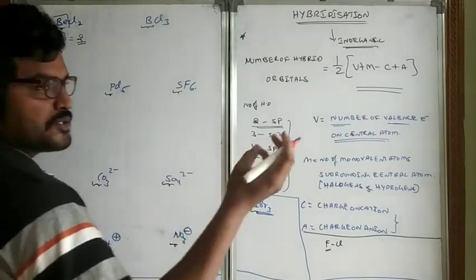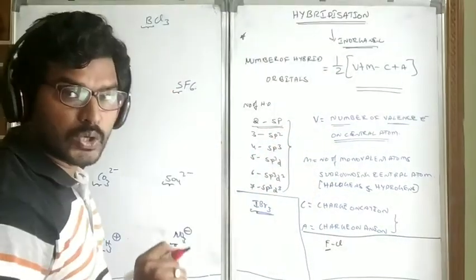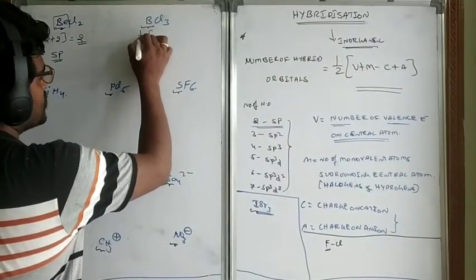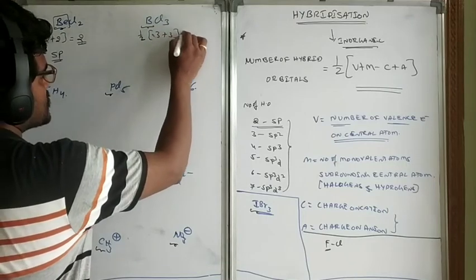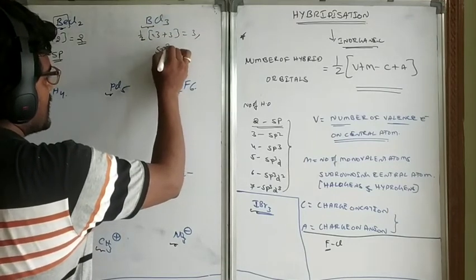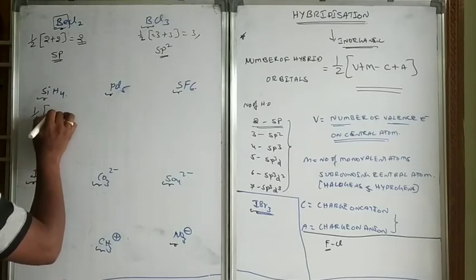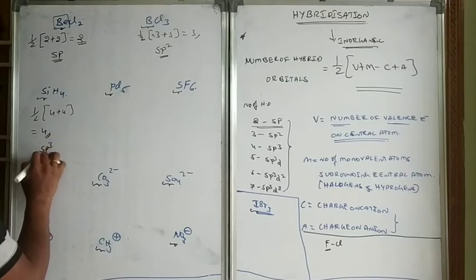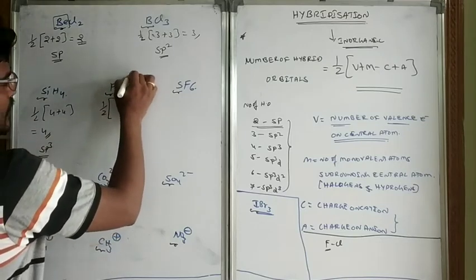BCl3. Hydrogen, helium, lithium, beryllium, boron. Boron is the third group member, so valence electrons are 3. So half into 3 plus 3. That will be 3, and it is sp2 hybridization. SiH4. Silicon is fourth group, so 4 plus 4 by 2, 4. It is sp3. PCl5. There is no need to by heart at all.